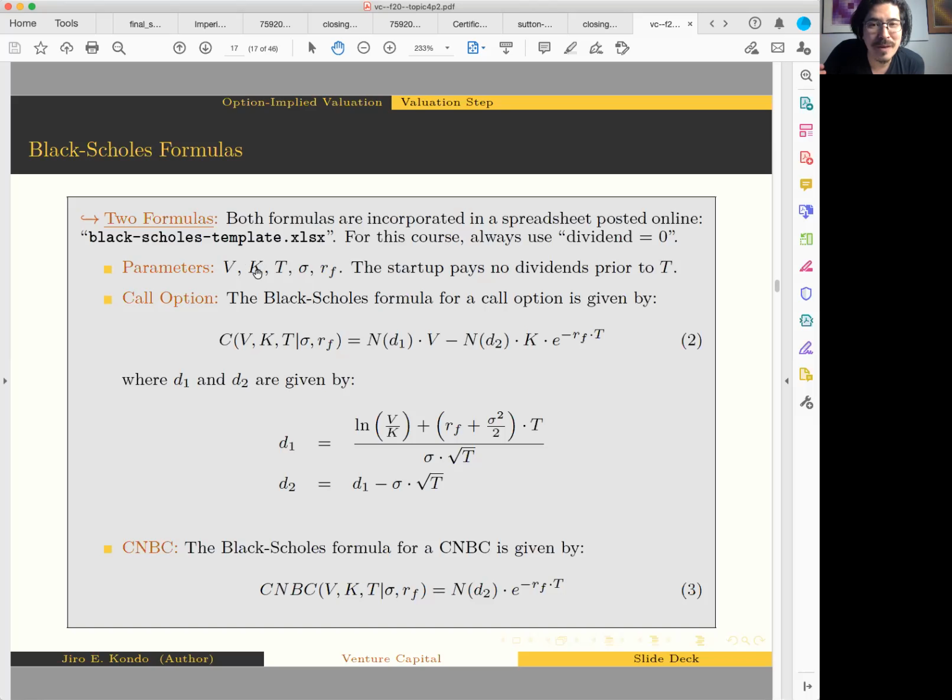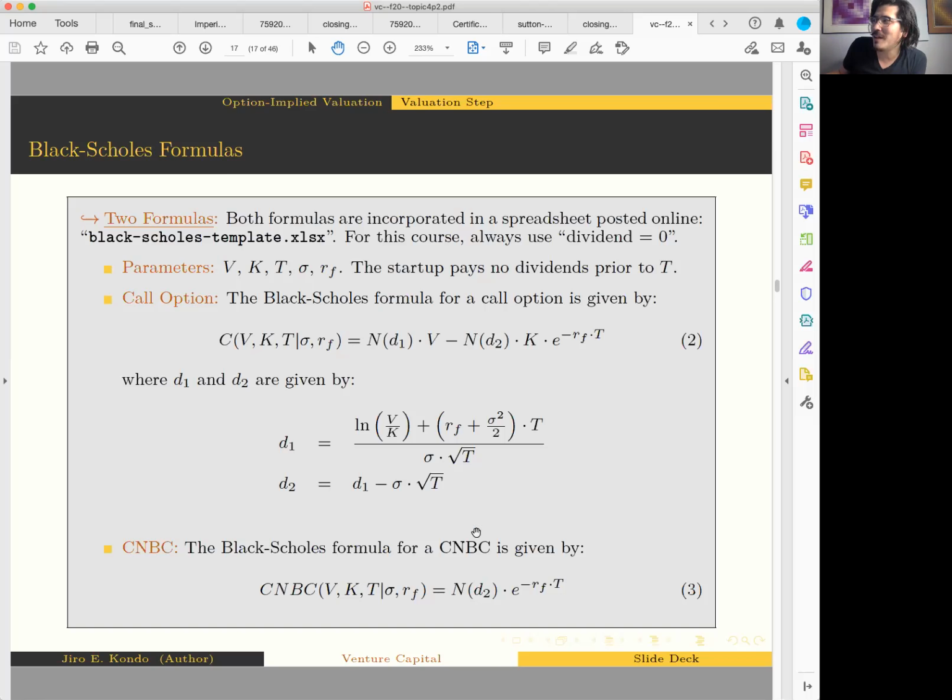And then you'll be able to use my template to get the value of the call option. I'll show you guys my Black-Scholes template shortly. All right. But for now, I just want to highlight, my point is the Black-Scholes model is a mathematically rigorous model that under a certain set of assumptions gives you a formula for the call options. It turns out it also gives you a formula for the CNBC. We almost never talk about it, but that formula is actually even easier to look at.